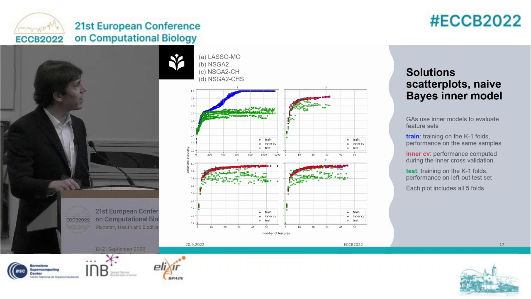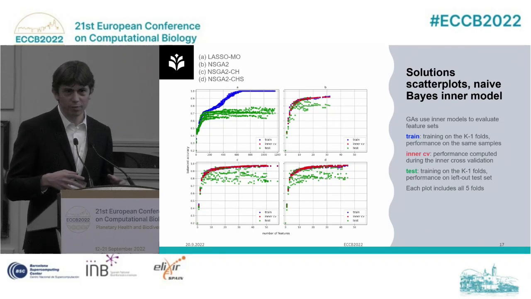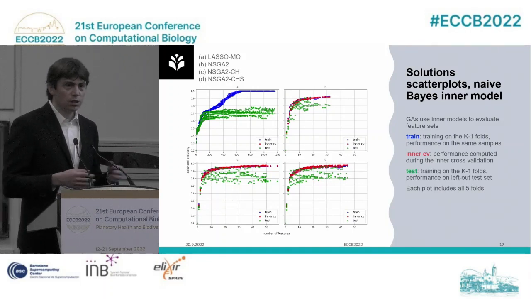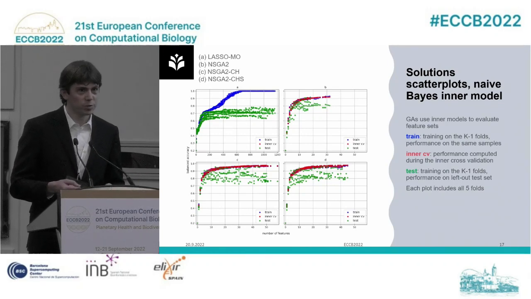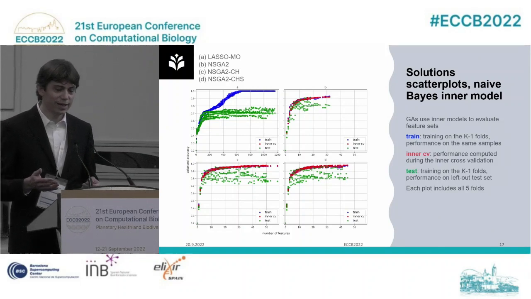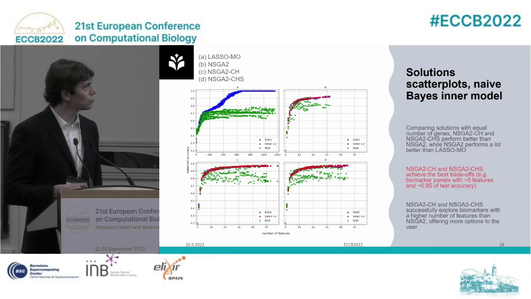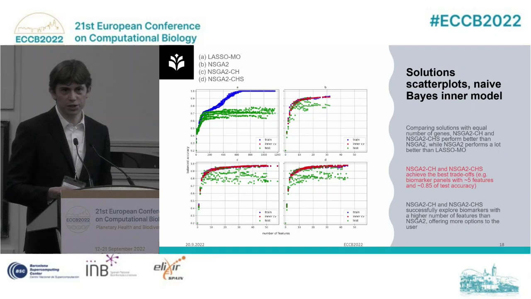These are some results from cross-validation. Since we want to evaluate the biomarkers, so the feature sets, we also need what we can call an inner model, so a model that is trained on these features to evaluate its performance. And what we can say from the results is that the lasso multi-objective, so the lasso used in a multi-objective way, performs lower than the genetic algorithms, and that our new algorithms perform better than the original NSGA2. And we can reach, with around five features, so five genes, a balanced accuracy that is around 0.85.